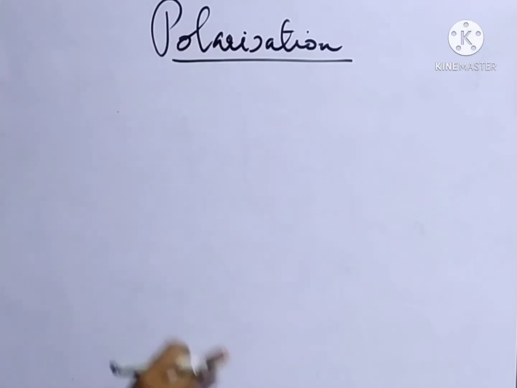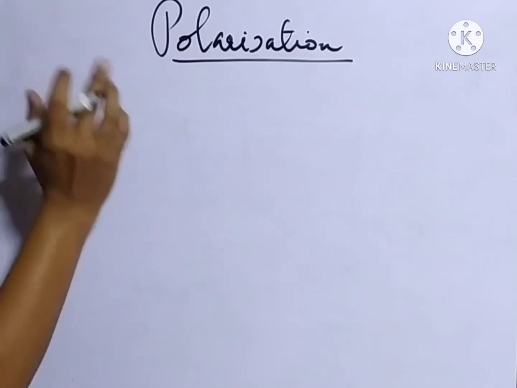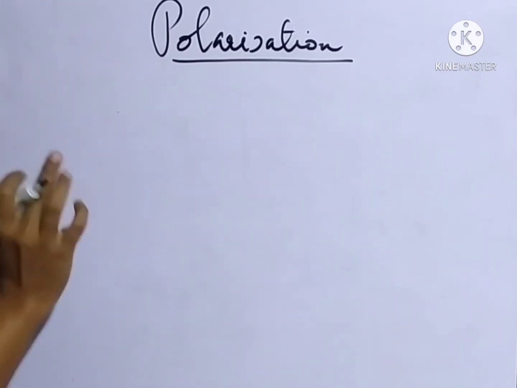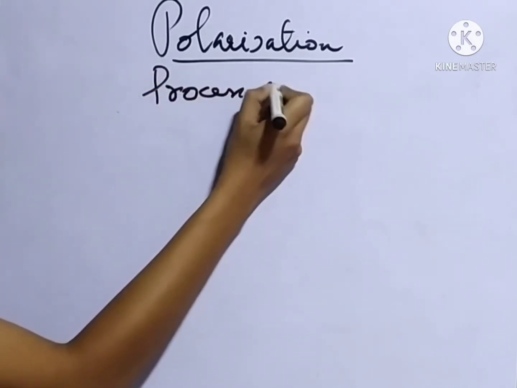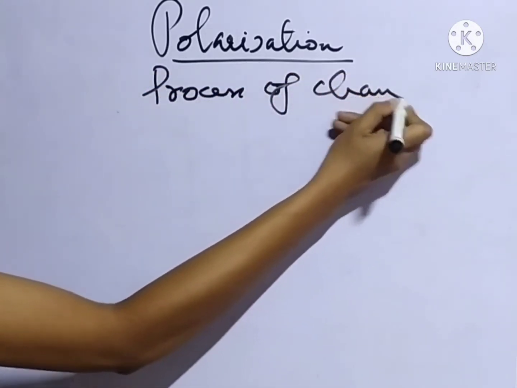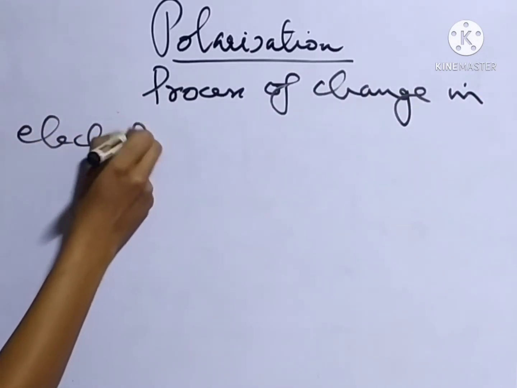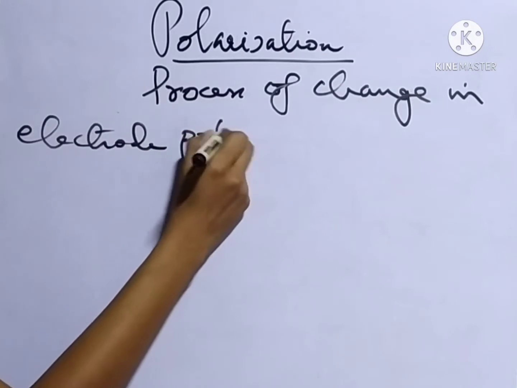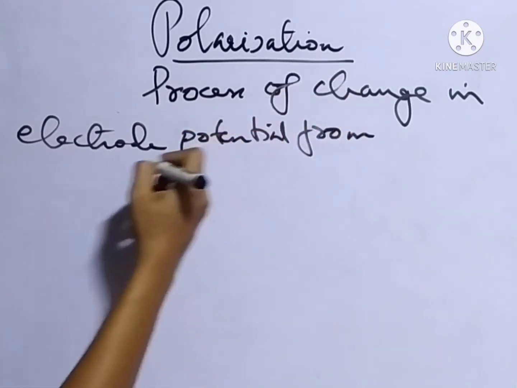Next one is polarization. Polarization is the phenomenon of changing electrode potential from equilibrium value. Okay, it's the process of changing electrode potential from equilibrium value.